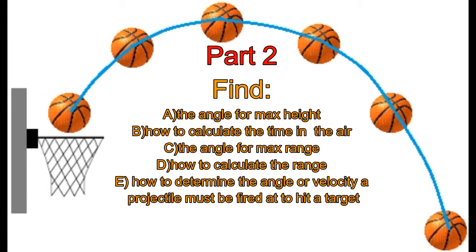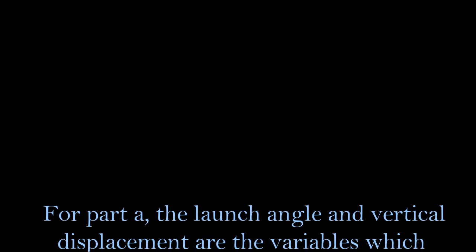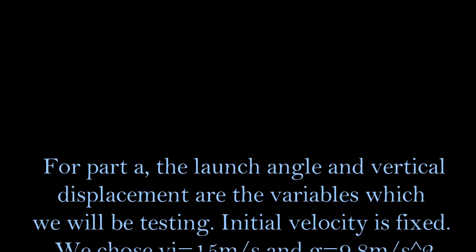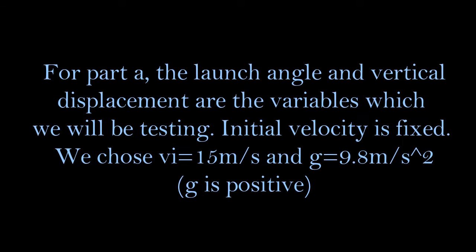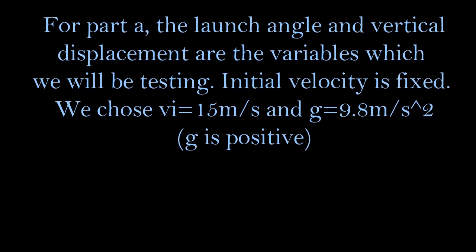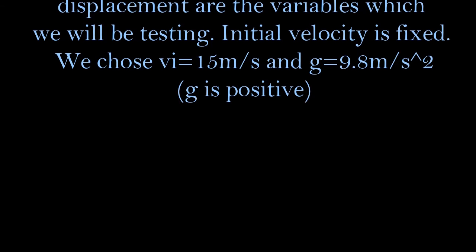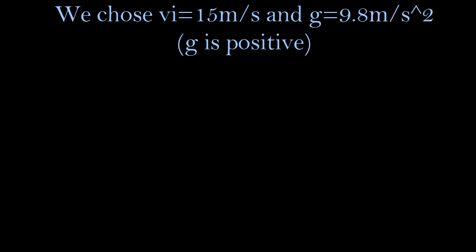Now that we have a good understanding of projectile motion, we will use an inline simulator to examine height and range of projectiles. For part A, launch angle and vertical displacement are the variables which we will be testing. Initial velocity is fixed. We chose initial velocity as 15 meters per second and acceleration due to gravity equals 9.8 meters per second squared, where g is positive in the definition of the formula.